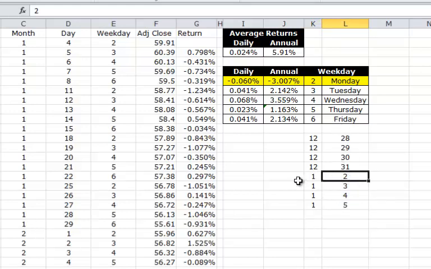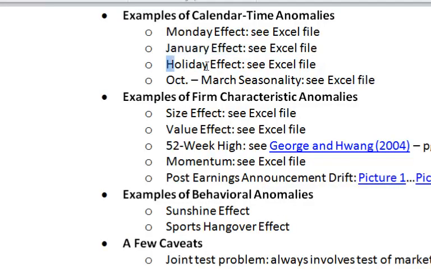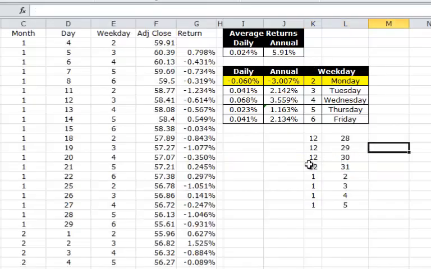Now, I would add one caveat. We're also mixing anomalies here because we're capturing the holiday effect. Remember, there is an anomaly, the holiday effect, that has demonstrated that stocks have high returns the day right before a holiday. So don't be surprised if we see a high return right there and then the January effect right there, but nothing special necessarily right there or right there.